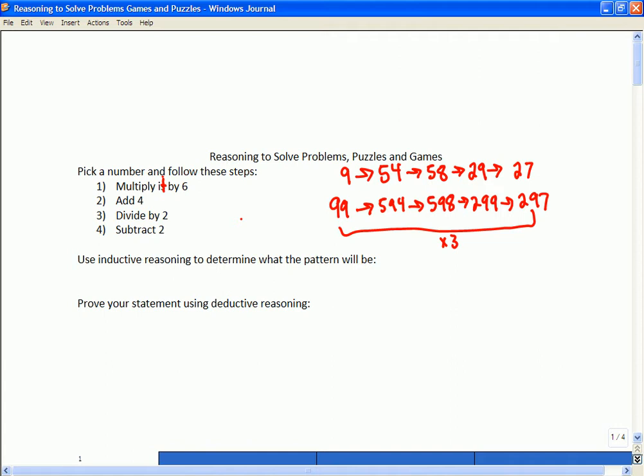Okay. So this is, again, inductive reasoning, when we take what we're looking at in this problem with some examples and use our intuition to try to find a pattern. So we found 9 went to 27, 99 went to 297, and we thought the pattern is the end value is 3 times the start. So what we want to be able to do is use deductive reasoning now to prove that. Can anybody figure out how we might walk through the set of steps and prove that?